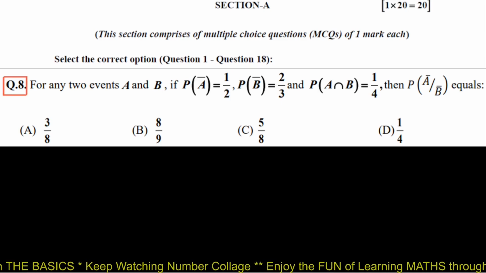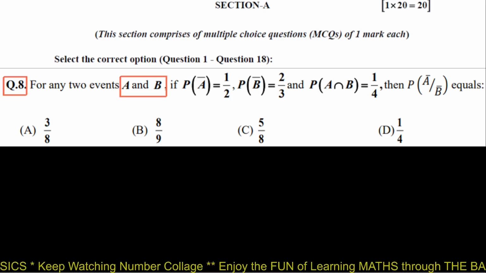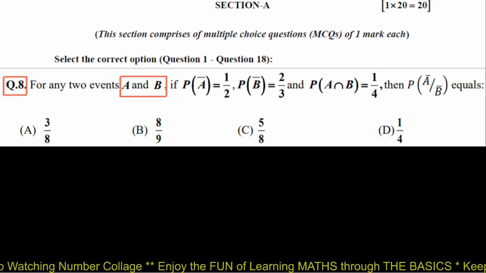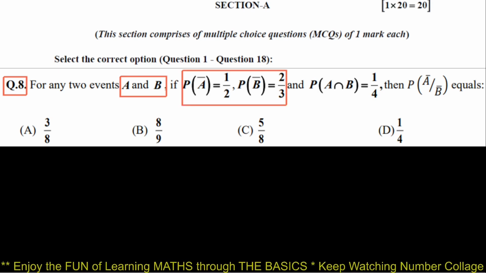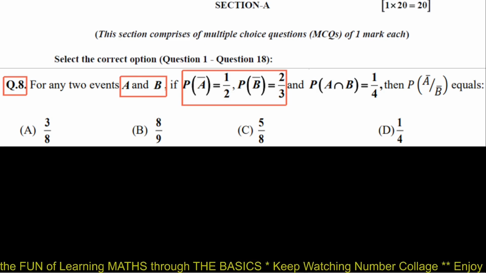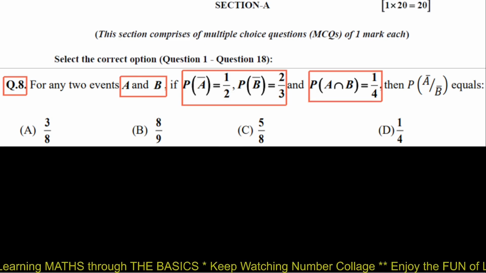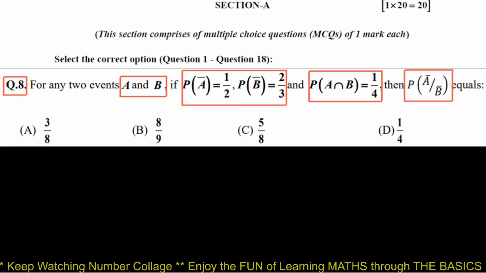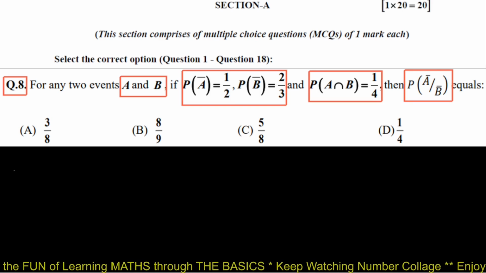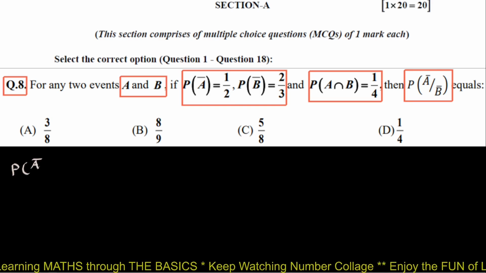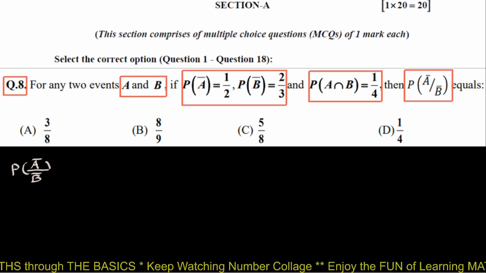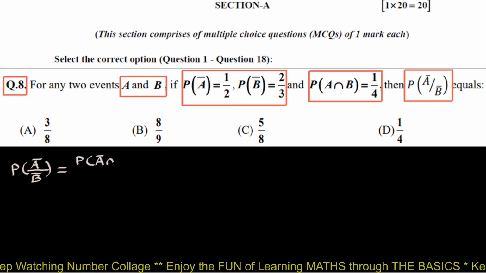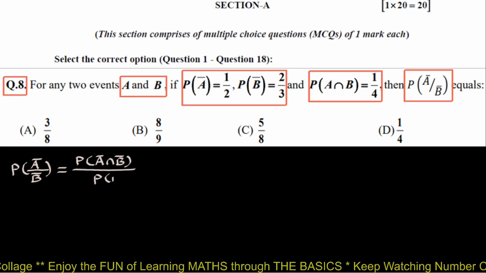Question 8. For any two events A and B, if P of A bar is half, P of B bar is 2 upon 3 and P of A intersection B is 1 upon 4, then we have to find the conditional probability of A bar when B bar has already occurred. Now we have conditional probability of A bar when B bar has already occurred equals probability of A bar intersection B bar upon probability of B bar.